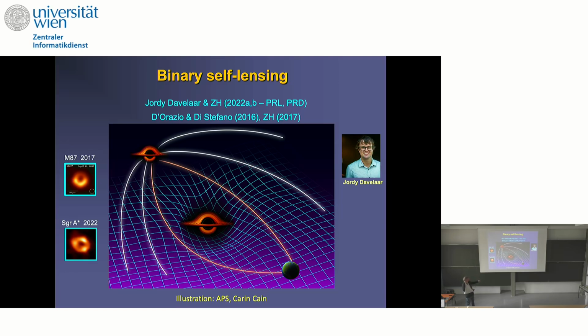This kind of features. What we asked ourselves with Jordi Davelar, postdoc at Columbia, is, well, what happens if you have a black hole like that, and one in the front, and now you're lensing the light. So now you have to process this image, and it looks even more complicated.